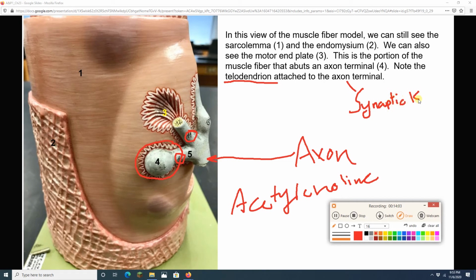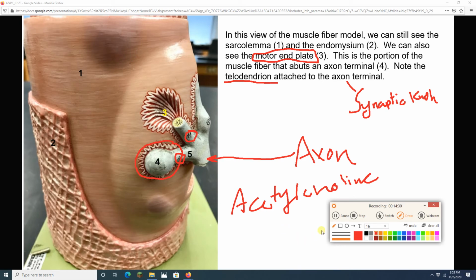Anyway, so when the action potential comes down to the axon terminal, it's going to release acetylcholine. And the acetylcholine is released onto this region of the sarcolemma. This region is called the motor end plate. Motor because, well, we're going to have muscle. End because we're at the end of the axon terminal, of course, right?